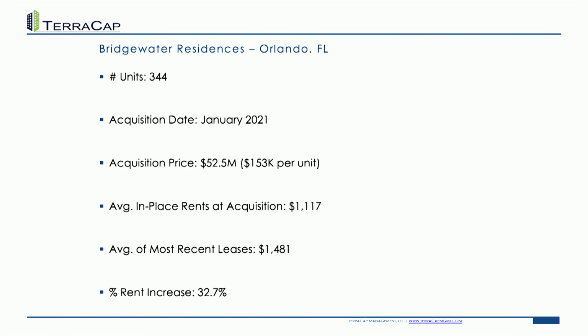So it's pretty amazing. This one here, this is in Orlando. This is Bridgewater Residences. We bought that, 344 units, a year and 2 months ago, $52 million acquisition, $1,117 were the in-place rents. They are now $1,481, and that is a 37.2% increase in basically a year and 2 months. Where, as I mentioned earlier, in New York, they saw 4.5% a year ago. This is the type of stuff that's happening in Austin. It's happening in Dallas. It's happening all over the popular states where people are going.